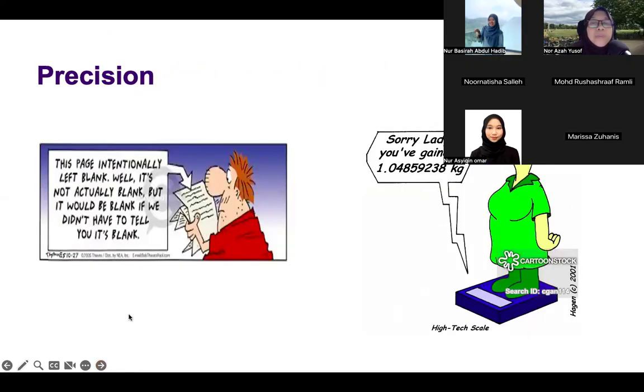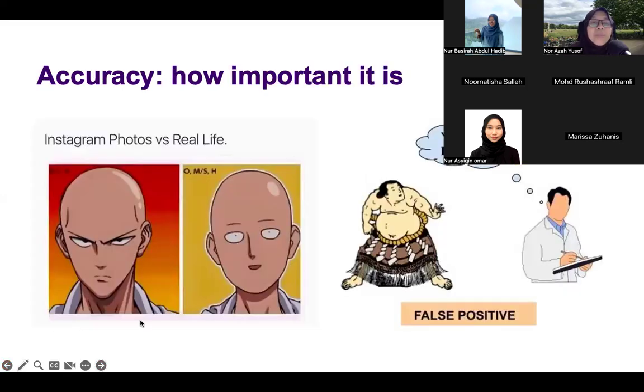Now let's look at an example of precision. Just now we looked at accuracy. I made some examples like your profile photos versus actual. So there is an issue of accuracy there, and a possibility of misdiagnosis. Your diagnosis is not accurate, and you can see the impact of the misdiagnosis.